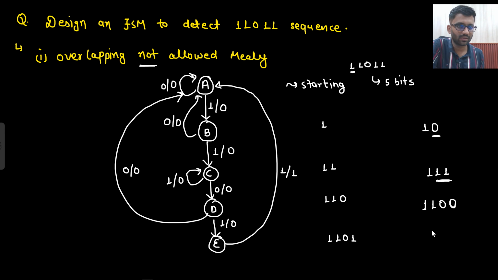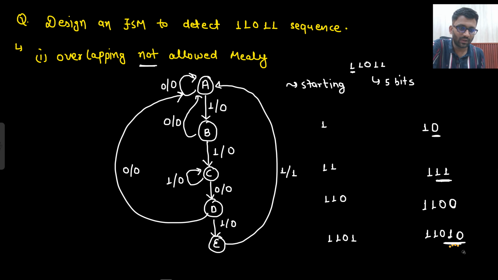What about E? 1 1 0 1. If 1 is applied, I will have to go back to state A, because my sequence will be completed, my output will be 1. But if 0 is applied, what will I see? I will drop one bit. Do I see 1 0 1 0 anywhere? 1 0 1 0, no. Do I see 0 1 0 anywhere? 0 1 0 here? No.